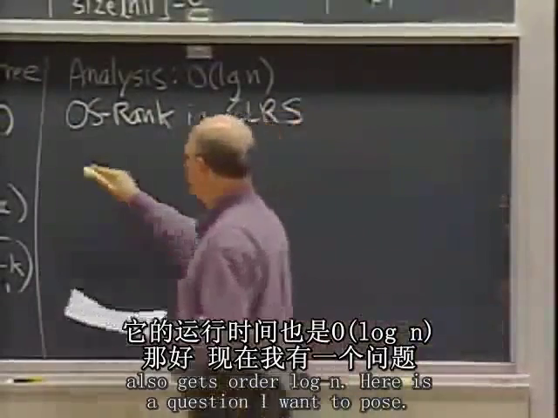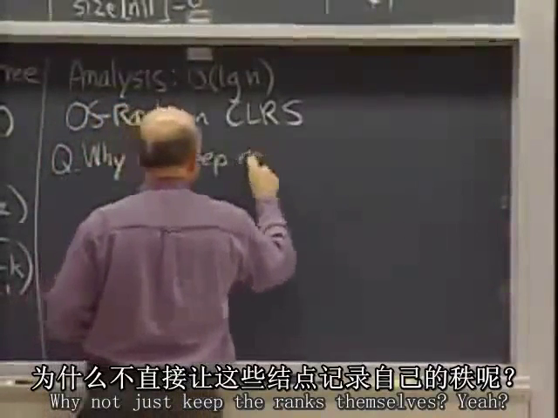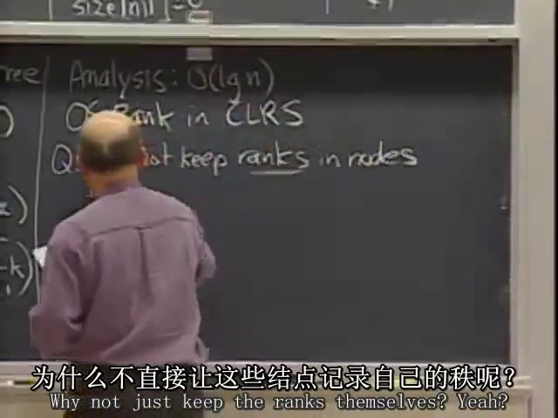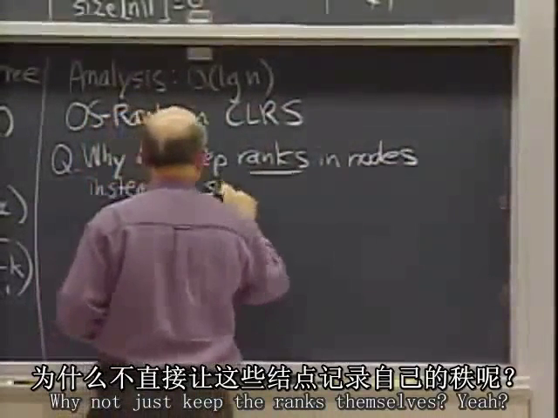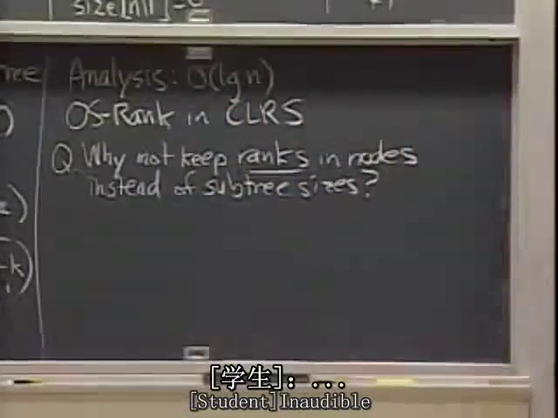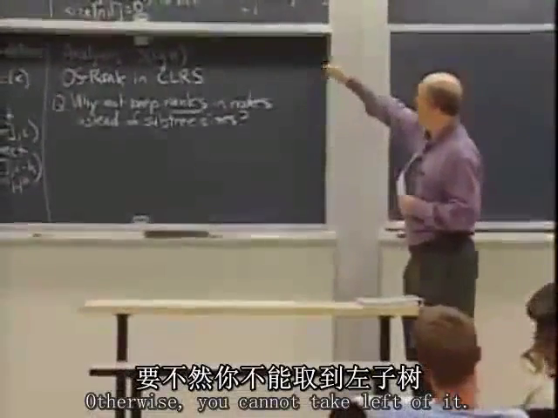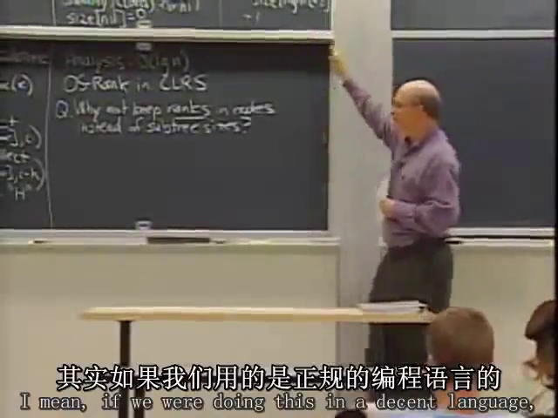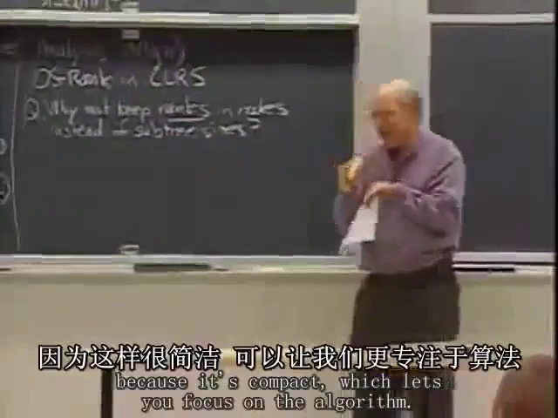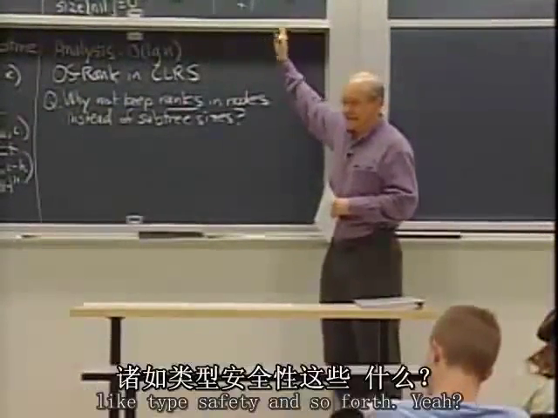Okay, so here's a question I want to pose. Why not just keep the ranks themselves? Yeah. For OS rank, is the argument x a key or the actual node itself? It's the node itself, because otherwise you can't take left of it. If we were doing this in a strongly typed language, there'd be no confusion. But we're writing in this pseudocode that is good because it's compact, which lets you focus on the algorithm. But of course, it doesn't have a lot of the things you'd want if you're programming at scale, like type safety and so forth.